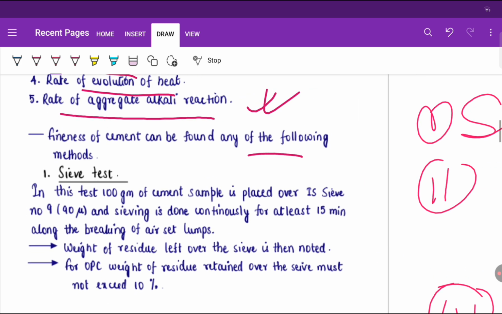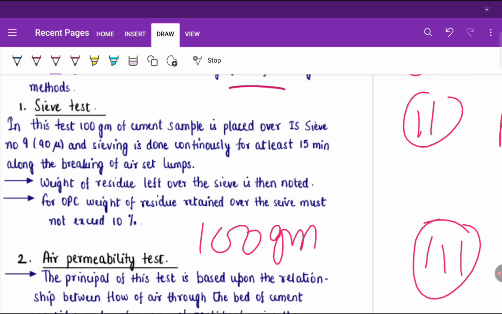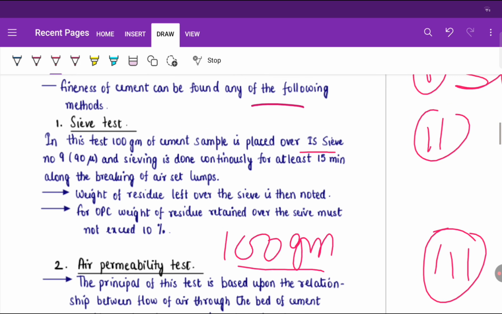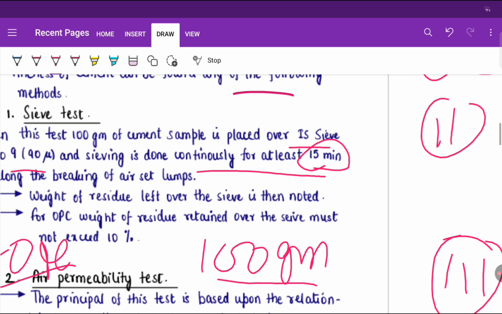What is done in the sieve test? First of all, we take 100 gram of cement sample. It should not have any lumps, right? So 100 gram cement sample now. Then use a 90 micron IS sieve and sieve for at least 15 minutes. After sieving, the amount of cement left over the sieve is measured.